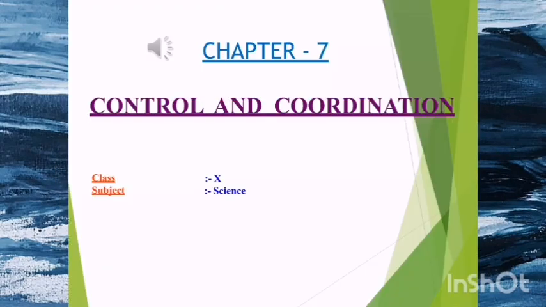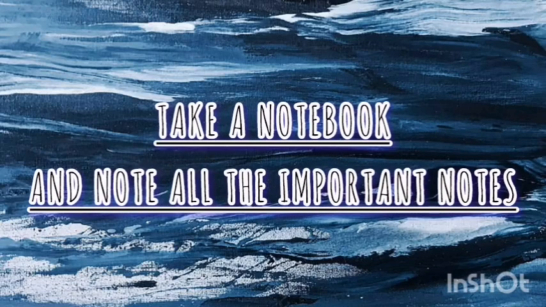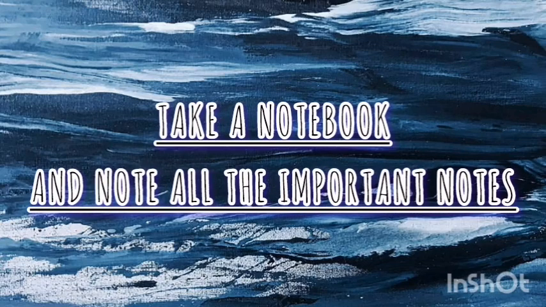Have you ever wondered how, the moment you touch something hot, your hand instantly pulls back? Or how a plant without a brain always grows towards sunlight? All of this magic, this perfect split-second response, is due to a process called control and coordination. Today, we're diving deep into the complete Class 10 chapter to understand how animals and plants manage their lives.